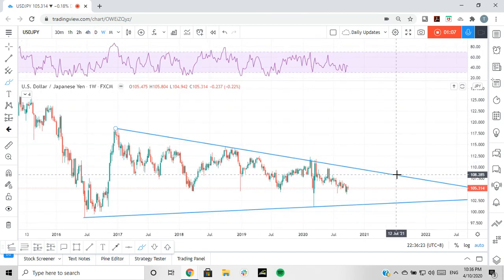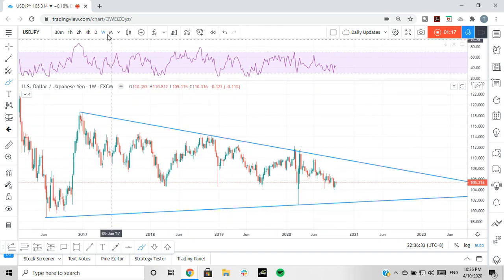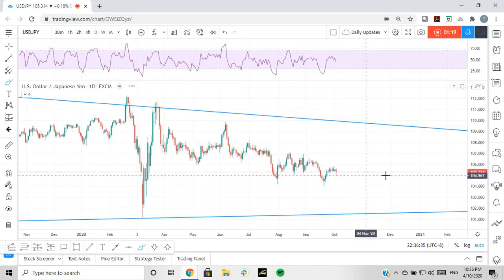In the weekly, I told followers that there is a potential squeeze for USD/JPY. This is the squeeze that I'm talking about. This is what I'm expecting. And so let's go up to the daily time frame.